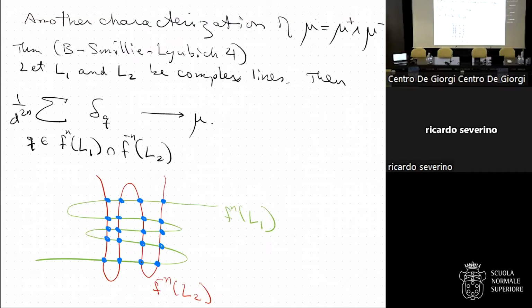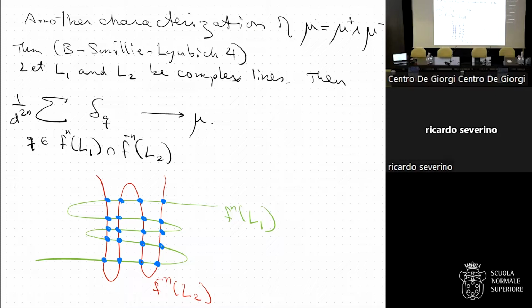And one other characterization of this measure mu. I could take a complex line L1 and push it forward, and then with the right normalization, this converges to mu plus. I could take a line, pull it backward, and as a current, it converges to mu plus. I don't know if I said the right minuses and plus, but anyway, one of them goes to mu minus, one of them goes to mu plus, and then when we wedge these two things, we get the measure mu.